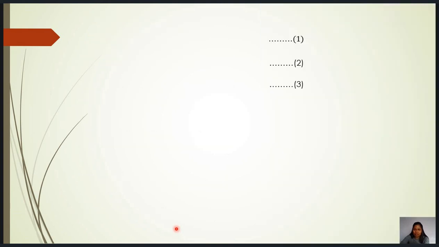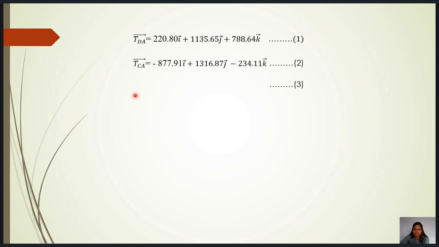Now we have three equations with us: first TDA vector, then TCA vector, and TBA vector. When you have to find the resultant of these three forces in space, the equation becomes summation fx i plus summation fy j plus summation fz k is equal to the resultant. It means we have to find summation fx, then summation fy, and then summation fz. As we know, these equations indicate the x, y and z components of this force, the x, y and z components of TCA, and the x, y and z components of TBA.